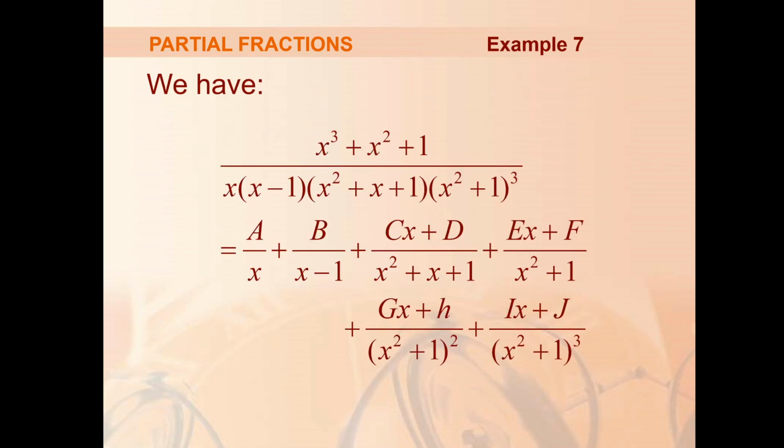So we started off with the linear factor. We got a over x, the non-repeating b over x minus 1, and then cx plus d over the quadratic, and then ex plus f over the quadratic, and then gx plus h over the other quadratic factor with the repeating factors, and then plus ix plus j over the repeating x squared plus 1 to the power of 3, the quadratic factor.